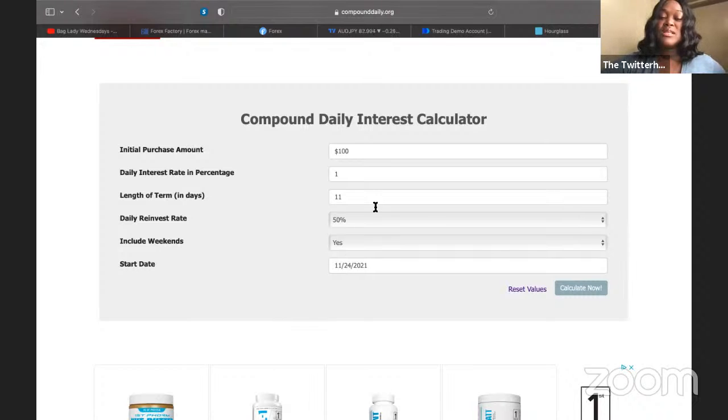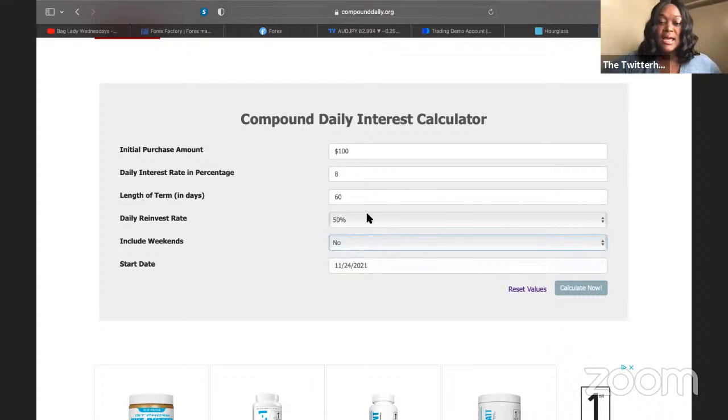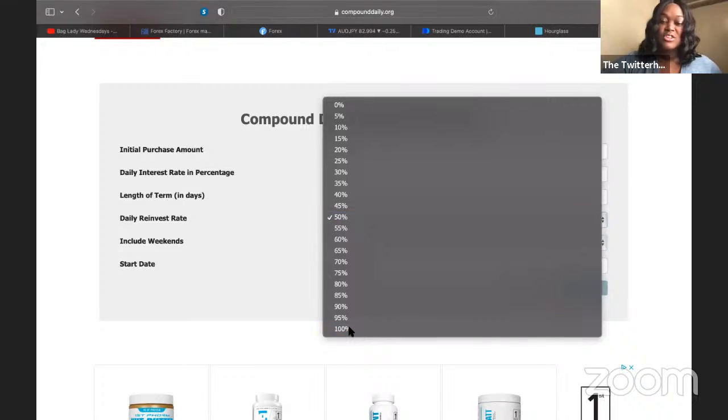So let's say we want to do that, $100, and let's say we want to grow that by 8% per day. That's once you are like a whiz at trading, like, yeah, I'm going to grow my account by 8%. Awesome. Let's do that for 60 days. And for those 60 days, we're not going to pull any money out. You're going to reinvest 100% of what you earn, right? And, oh, I hit the wrong thing, 100%.